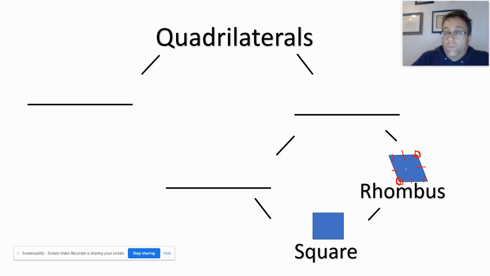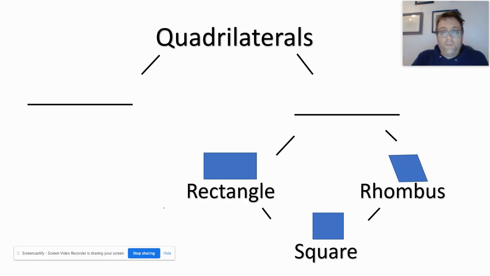So the difference between a rhombus and a square: a square has four sides the same, four angles the same. A rhombus has four sides still the same, but the angles are not the same. Now, if we go back to the square, we grab him by the side and we pull them apart, you'll form your next shape, a rectangle.